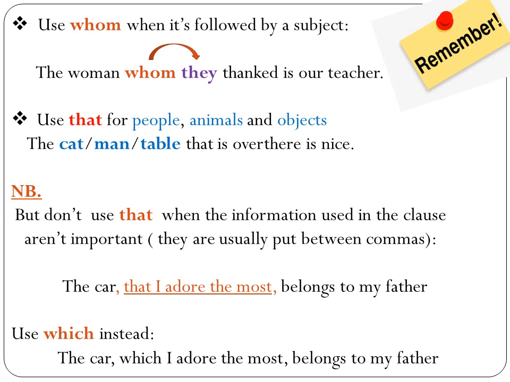The car that I adore the most belongs to my father. As you can see here, the underlined information is not that important. We can drop it. So in this case, we should use which instead. The car, which I adore the most, belongs to my father. But when the information is important, it is not put between commas, and in this case, we can use that.